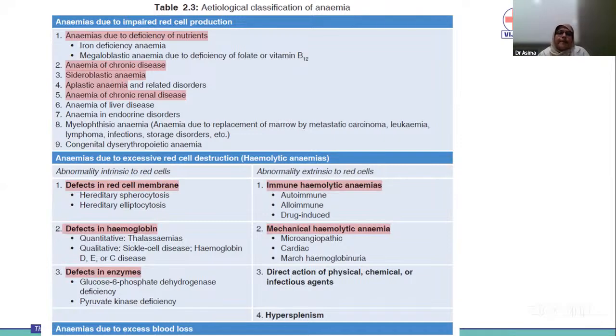Then the second important abnormality extrinsic to the red cells is the mechanical hemolytic anemias. Common to them is microangiopathic, which can involve either ITP or TTP, sorry. And then the third is anemia caused by physical, chemical, or infectious agents. Finally, we go to hypersplenism, in which, due to enlargement of the spleen, there may be excessive pooling and destruction.